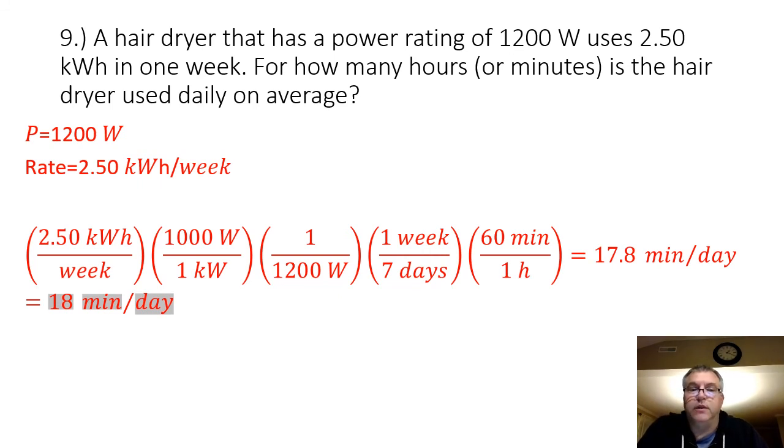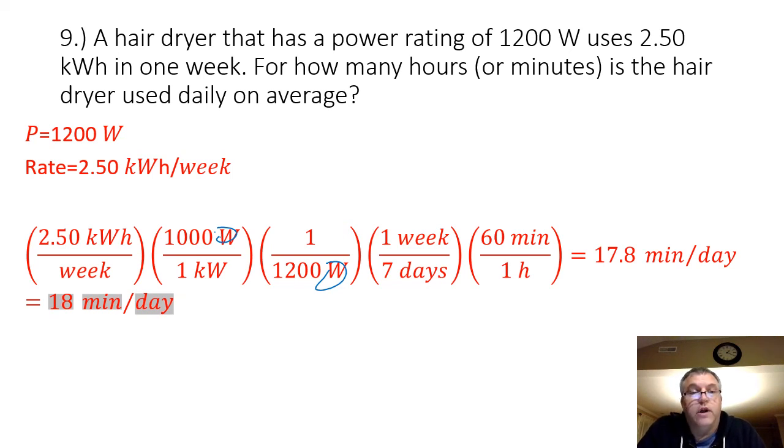It might seem a little weird that we have the 1200 watts in the denominator and not in the numerator, but I put it down there so that my watts will cancel out. If I had this the other way around, then my watts wouldn't cancel out. So that's one of the reasons why units are important and we have to pay attention to dimensional analysis. So once I do that, I now have hours per week.